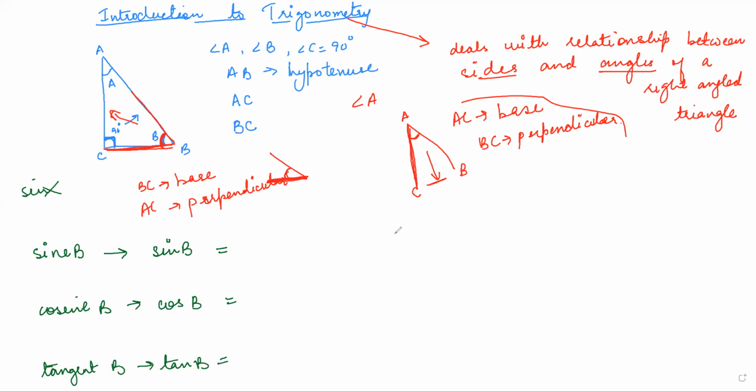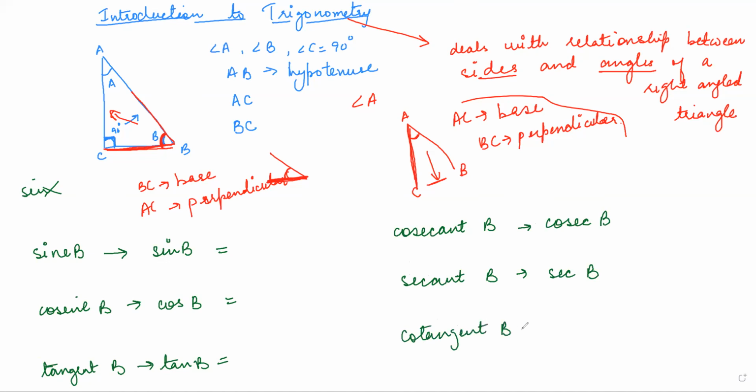Then next is cosecant B, which is called cosec B in short. And then we have secant B, called sec B. And then cotangent B, which is called cot B in short. So these are abbreviations.